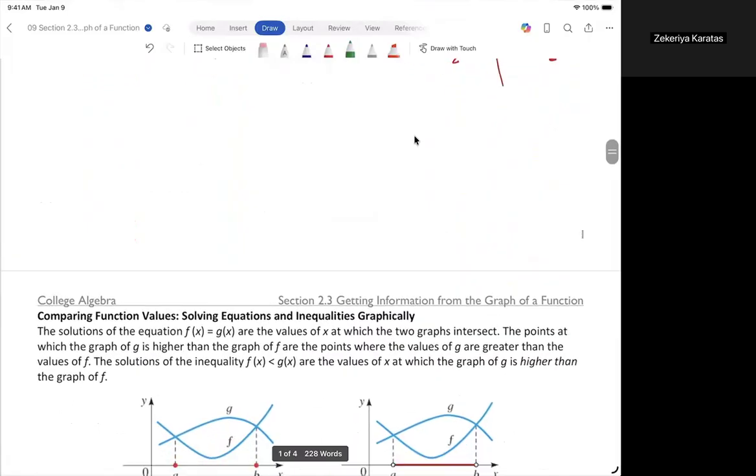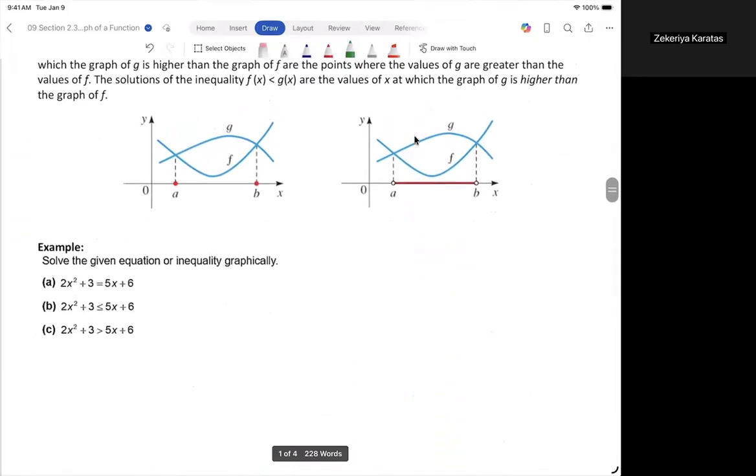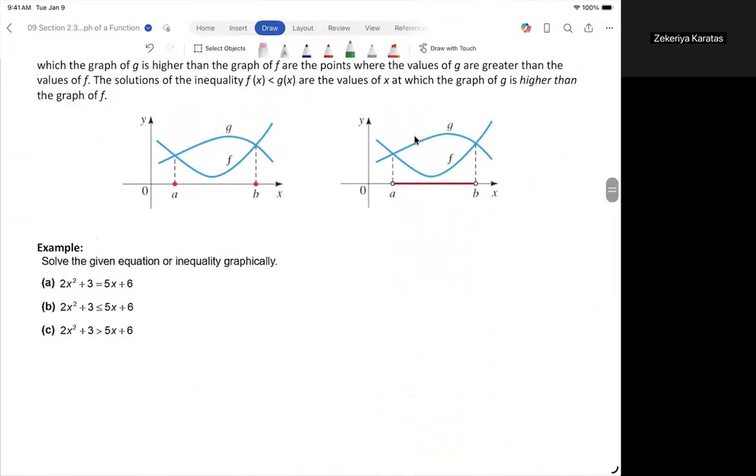Now let's look at this part. How do we solve equations or inequalities graphically? So what you can do is, here we go. If a graph is above the other one, then it's bigger. So it's like its height is bigger on an interval. Look at this first example in here. As you can see, G is bigger than F on the interval AB. But here, AB is included, so I'm going to make it greater or equal to.